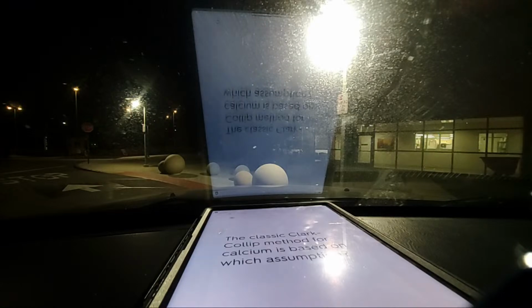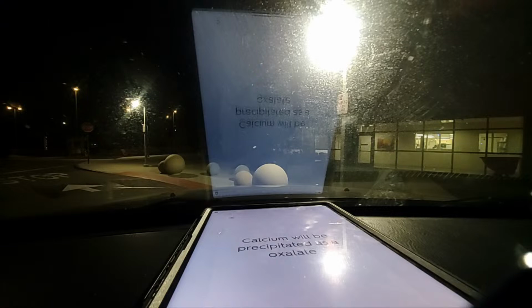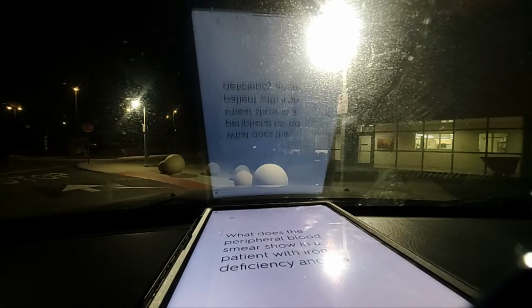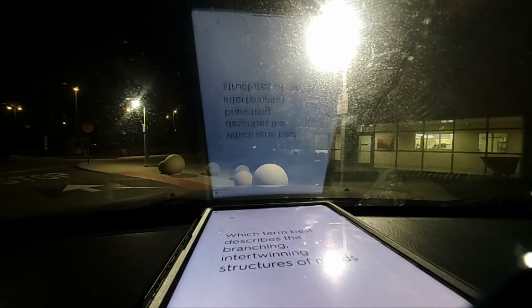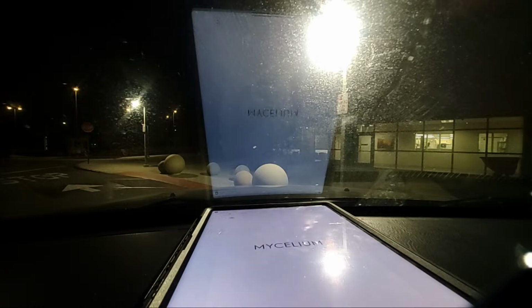The classic Clark-Collip method for calcium is based on which assumption? Calcium will be precipitated as an oxalate. What does the peripheral blood smear show in a patient with iron deficiency anemia? Microcytic hypochromic cells with poikilocytosis present. Which term best describes the branching, intertwining structures of molds? Mycelium.